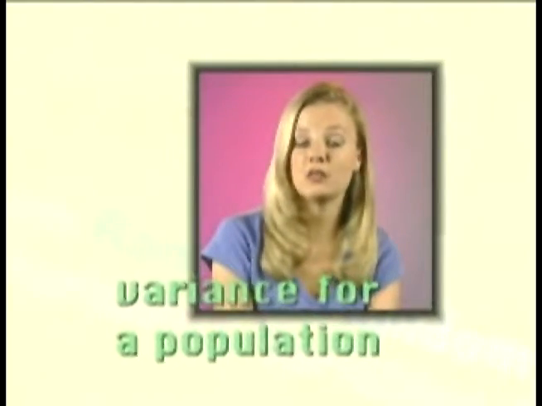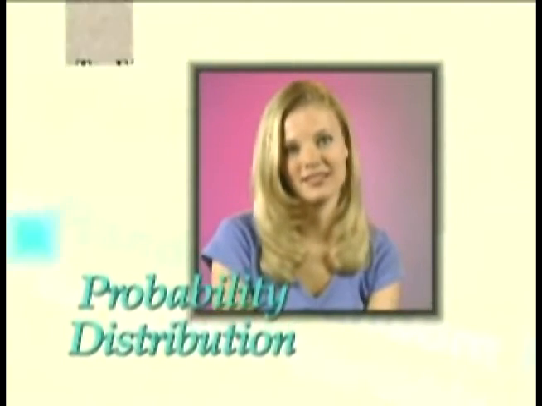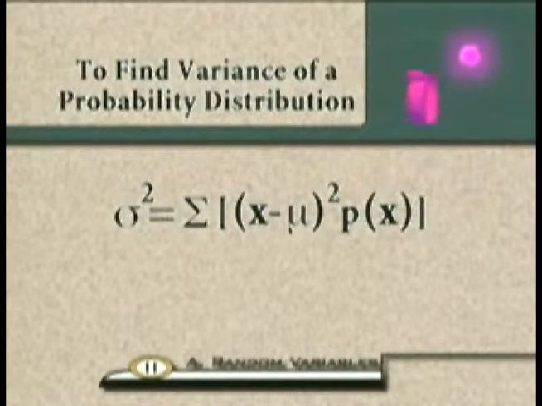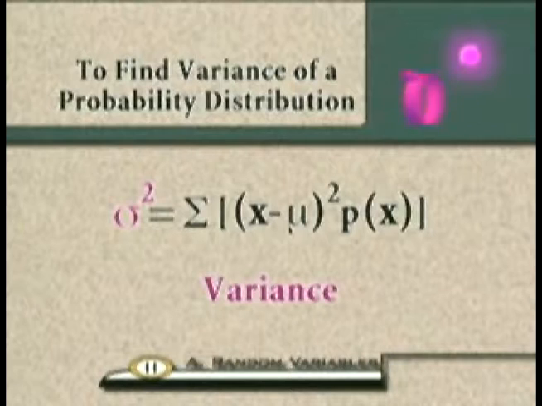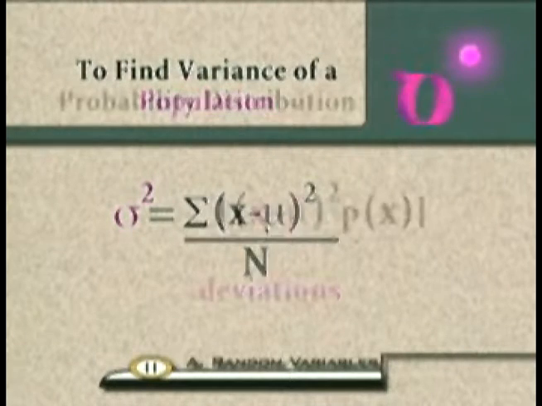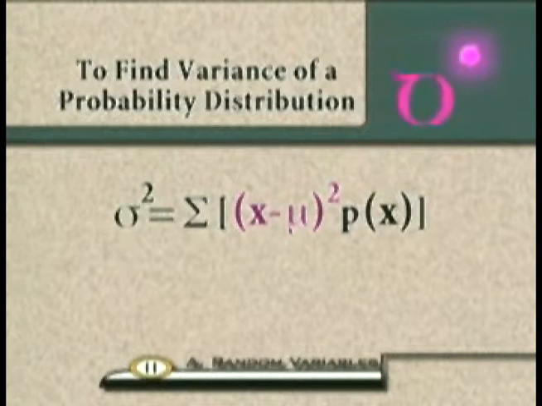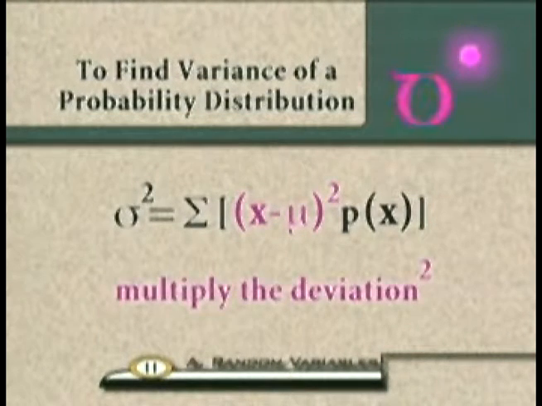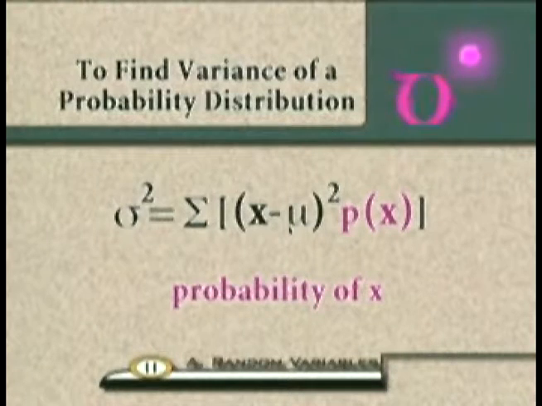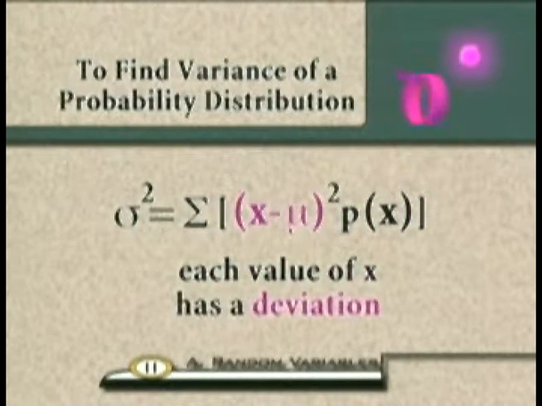But to find the variance for a probability distribution, we use a slightly different formula. For a probability distribution, the variance is represented as lowercase sigma squared, just like it was when we found variance for a population. We're still finding the deviations for the different x values and squaring them. Only this time, we multiply those by the probability for the x value we just squared. Got that?